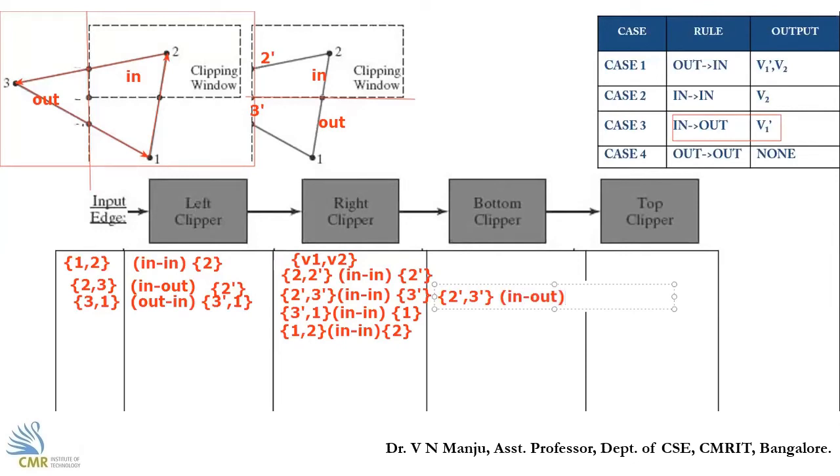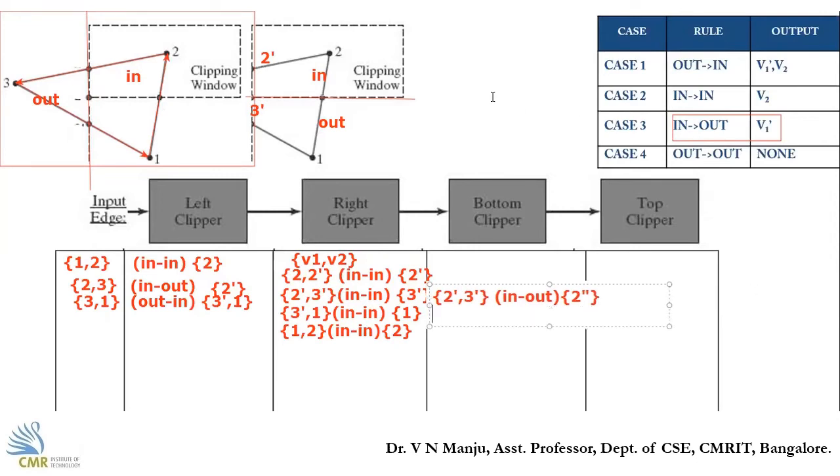What is that in to out? In to out is V1 dash. What is V1 here? V1 is 2 dash. Yes, this is V1, so it is 2 dash. I have to write one more dash for that, so it is 2 double dash. Clear with that? So now it is 2 double dash. I think I can move a little bit more.